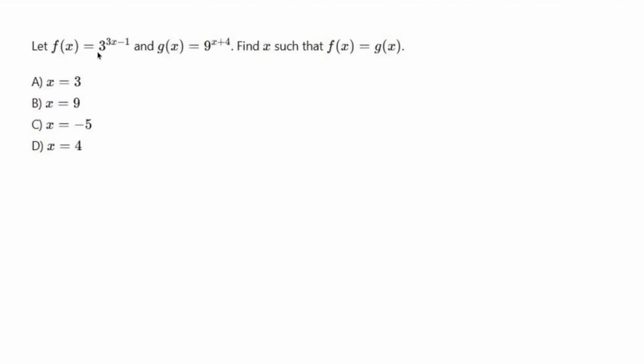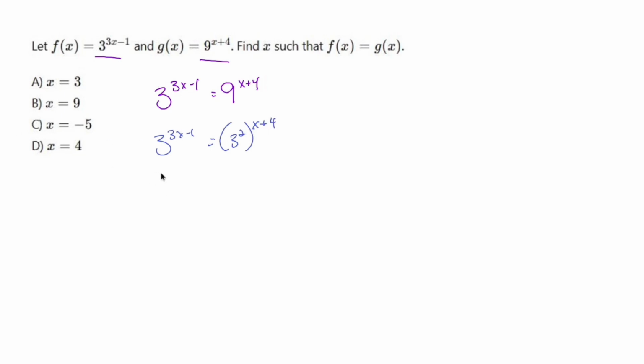Let f of x equals 3 to the 3x minus 1 and g of x equals 9 to the x plus 4. Find x such that f of x equals g of x. Well, that's just fancy talk for let's set these equal to each other. So 3 to the 3x minus 1 equals 9 to the x plus 4. Now, whenever you see a power equals a power, you really want to see if there's a way you can make the bases the same. And you can with this one. 3 you can't do much with, you're done. But 9, I can write that as 3 squared. So I have 3 squared to the x plus 4.